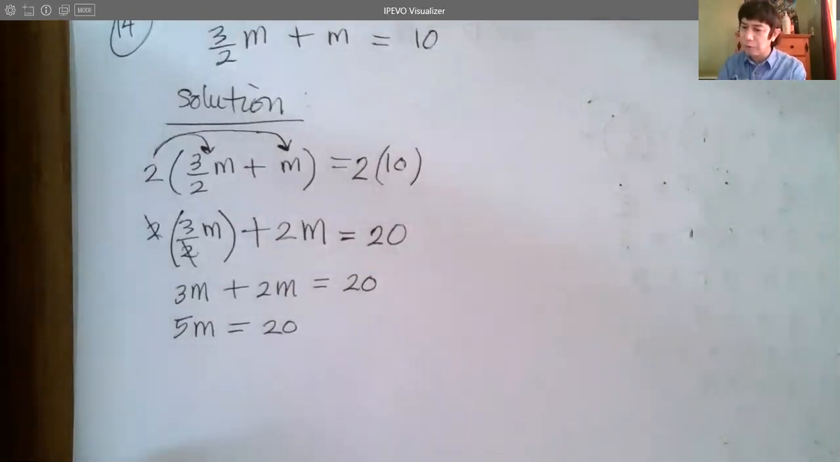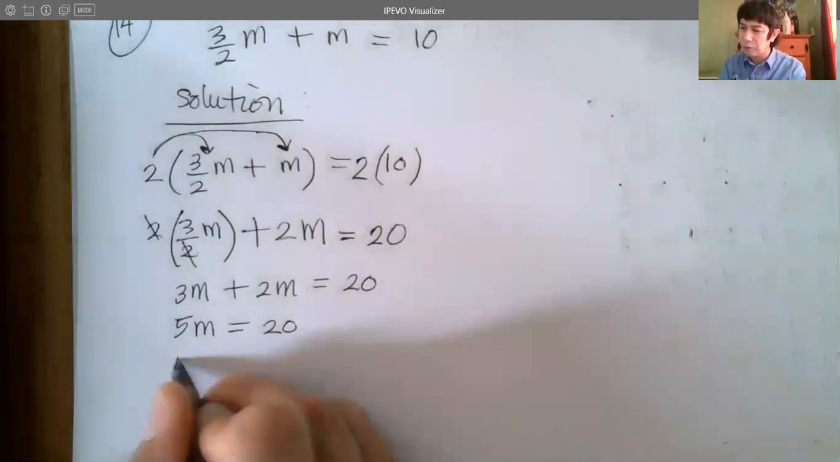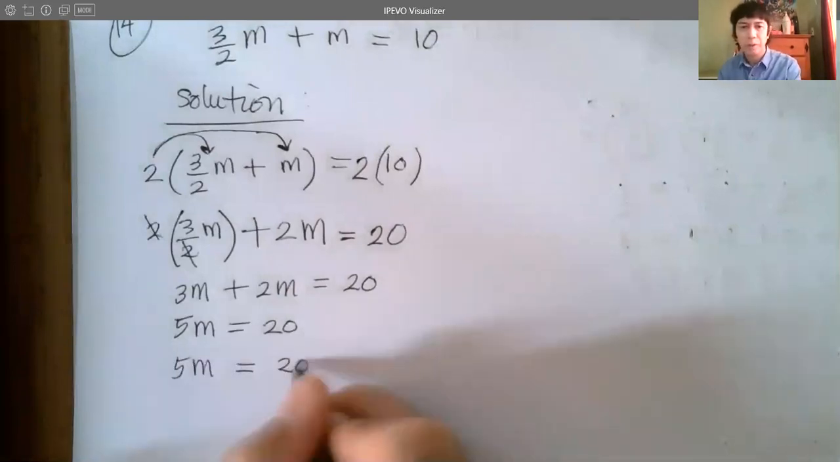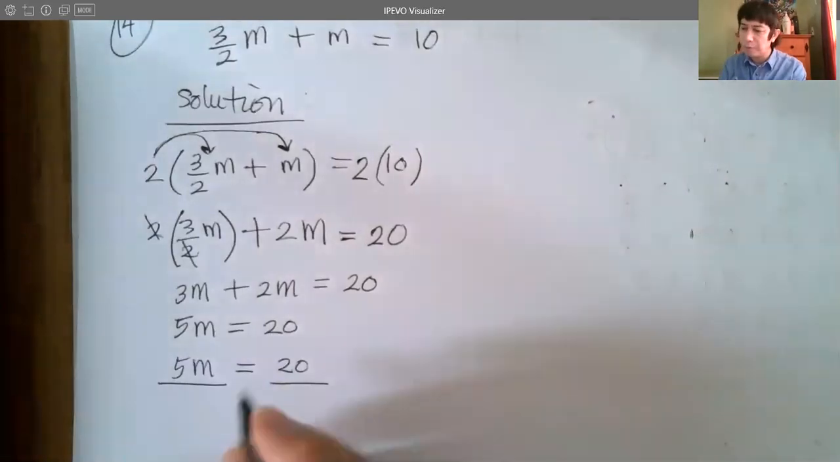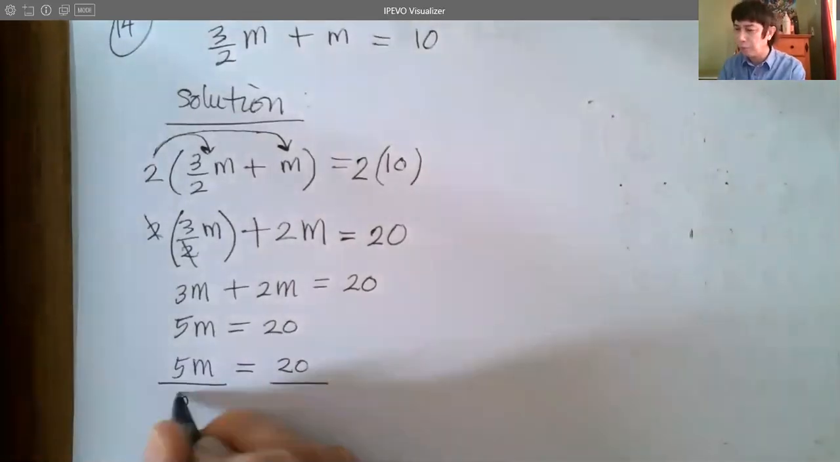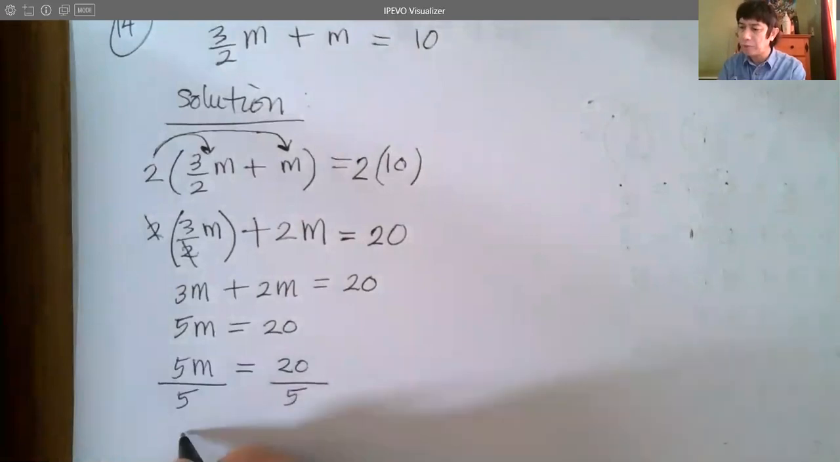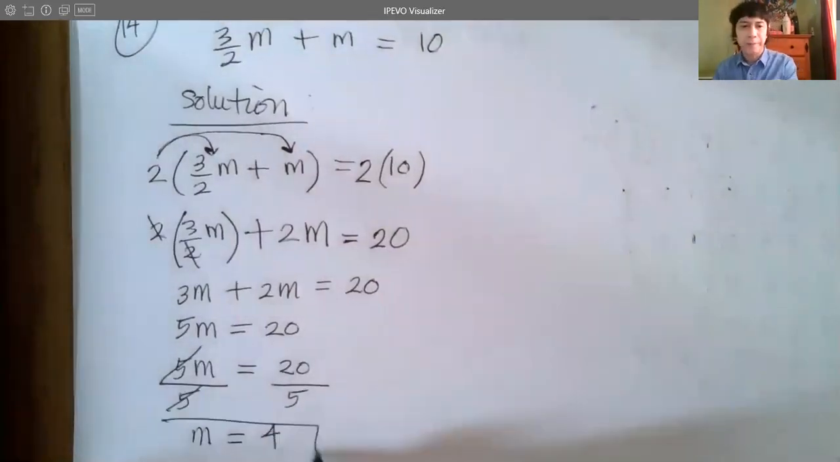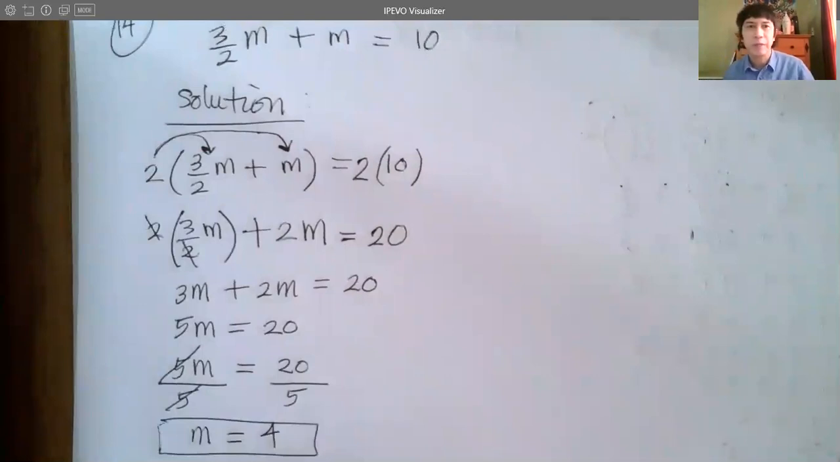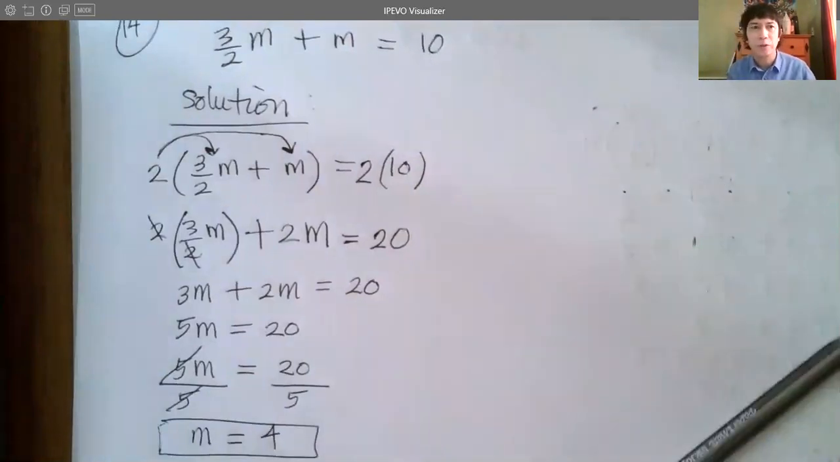And our divisor, of course, always remember, is the coefficient of the variable, so the number 5. So this will continue 5m equals 20, and we put the division symbol on both sides of the equation, divided by the number 5. And we will have 5 cancels out with 5. We have now just m, which gives us 20 over 5, which is 4. So this is the answer. m equals 4. That should be for number 14.